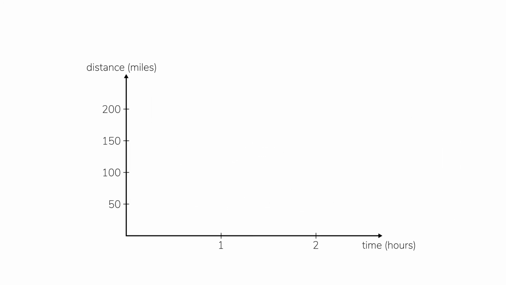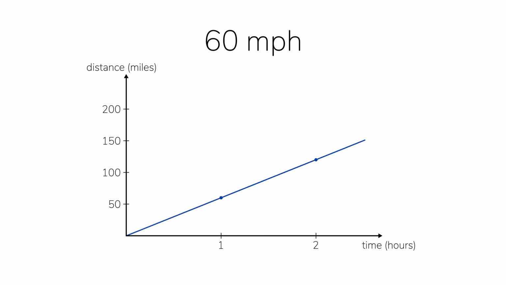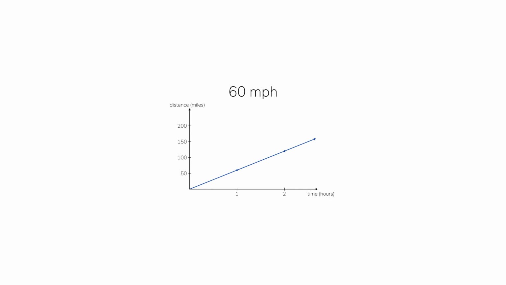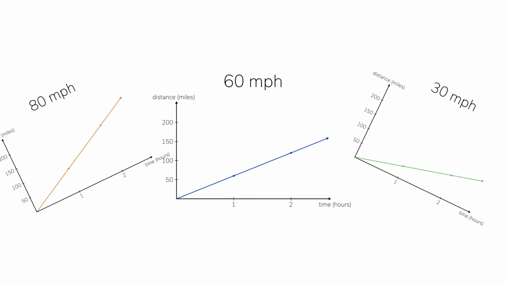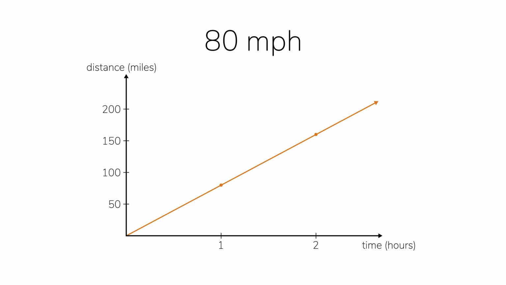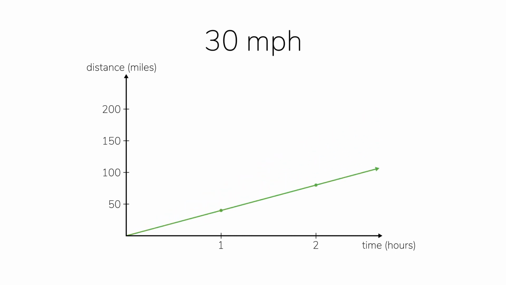If we graph the distance traveled by a car moving at 60 miles per hour over time, we get a very simple picture. Marking the distances of 60 miles at 1 hour, 120 miles at 2 hours, and so on, a pattern begins to form, with those points perfectly creating a straight line. By comparing this graph to that of a car moving at 80 miles per hour or another moving at 30 miles per hour, we see that the steepness of our line relates directly to the speed. A steeper line represents a higher speed, and a flatter line represents a lower speed.